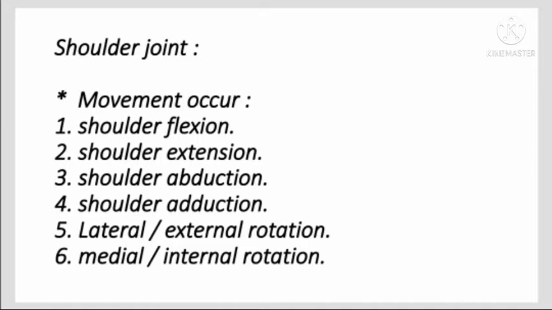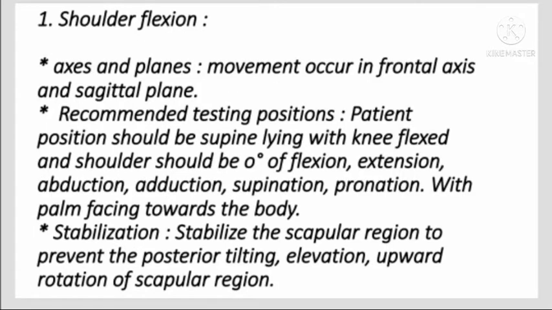Shoulder joint movements occur as: shoulder flexion, shoulder extension, shoulder abduction, shoulder adduction, lateral or external rotation, and medial or internal rotation. Shoulder flexion: axis and planes, movement occurs in the frontal axis and sagittal plane.